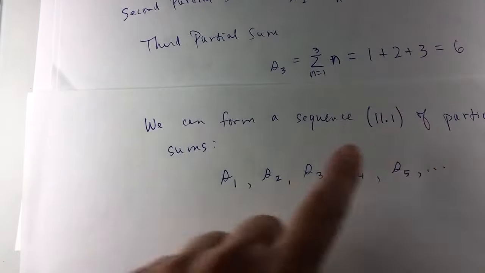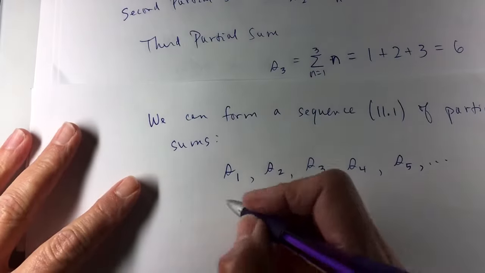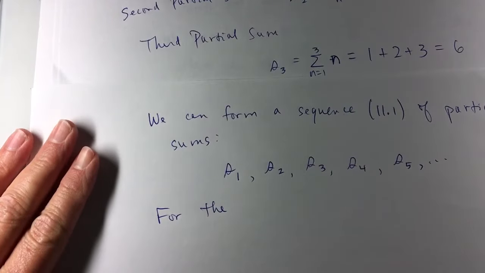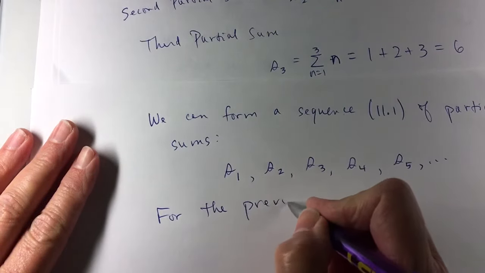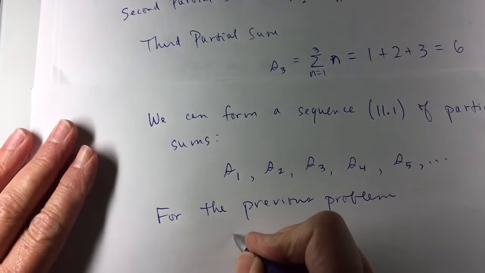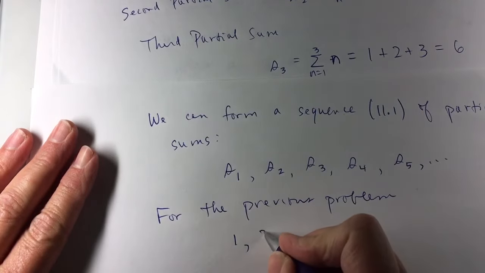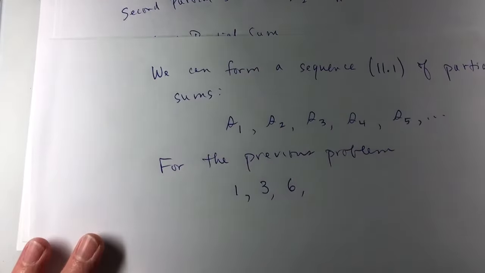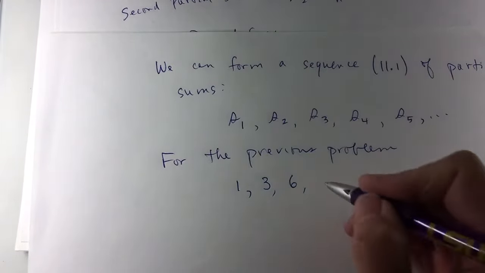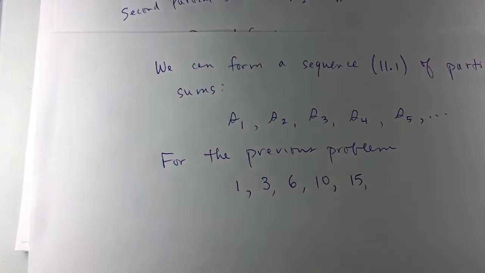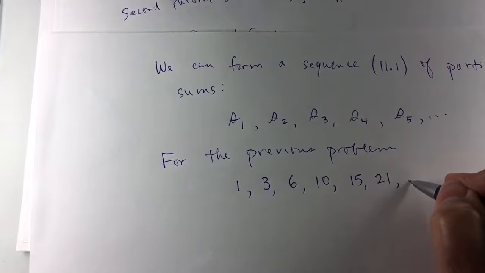So I've only done 3 partial sums for this previous problem, so I'll put them in here, and maybe with a little help from you I'll get a few more terms. So for the previous problem, S sub 1 was 1, S sub 2 was 3, S sub 3 is 6. What is S sub 4? 10. How about S sub 5? 15. S sub 6 is 21. I'll do dot, dot, dot.